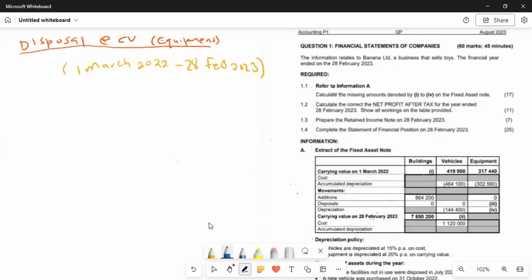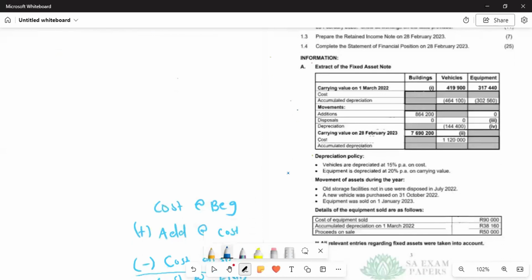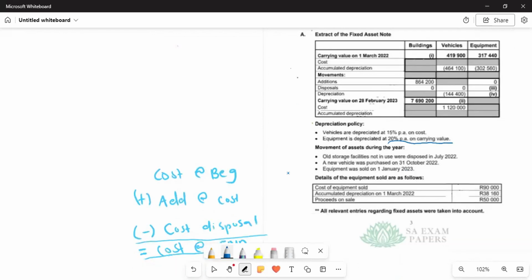So first, let me look at my additional information. Now, first, I'm being told that this is information relating to equipment. They say equipment is depreciated at 20% per annum on a carrying value method, meaning that they recognize depreciation using the diminishing balance method, right? Now, movement of assets during the year. Here, equipment was sold on 1 January 2023. So my equipment was sold on 1 Jan 2023 in accordance with the information.